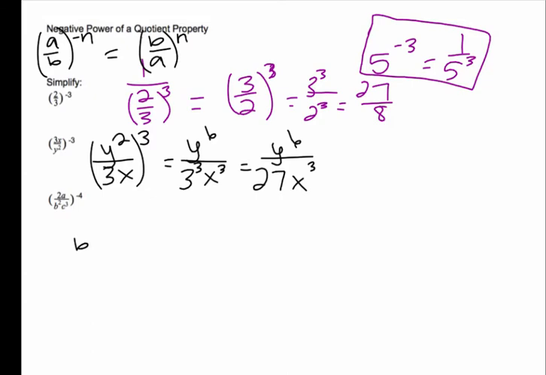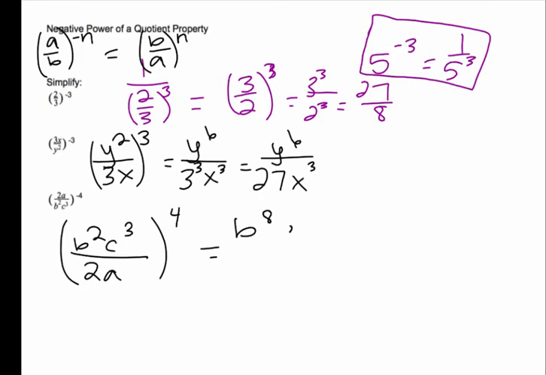Last one, (b squared c cubed over 2a), all raised to the 4th power. Okay, I'm using the reciprocal and I'm raising it to the positive power. That is going to be, and I would try this on your own. I would pause it and see if you can do the right math here. So you should have gotten b to the 8th, c to the 12th, over 2 to the 4th.